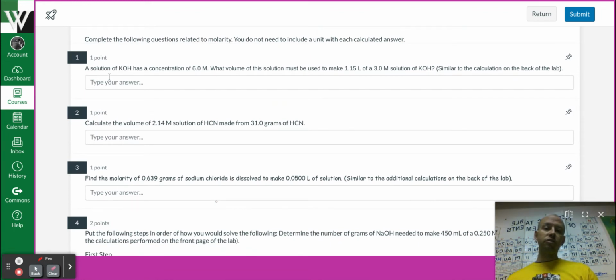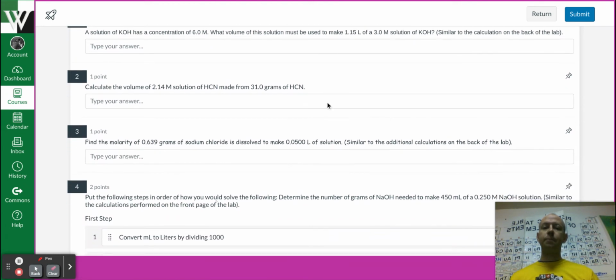We've got a solution has this concentration. What volume of solution must be used to make this molarity? So I've got two molarities. We've got an M and a V. We match those up and we're solving for our other V, just like it says, like we did on the back. Calculate the volume. I've got an M. I've got an amount. It wants my V.